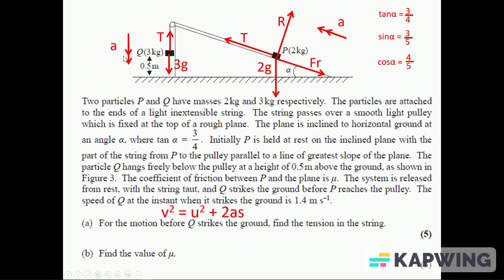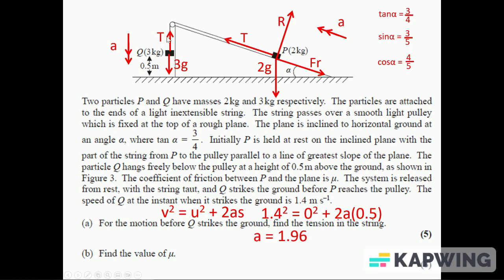Now we're going to use SUVAT to find the acceleration. When we've found the acceleration, we can find the tension using the equation of motion on Q. We're not interested in the time, so it's v squared equals u squared plus 2as. The v is the final velocity, 1.4 going down. The u is 0, so it goes from rest. The a is what we're trying to find, and the s is 0.5. 1.4 squared is 2 times a times 0.5, giving us that a is 1.96.